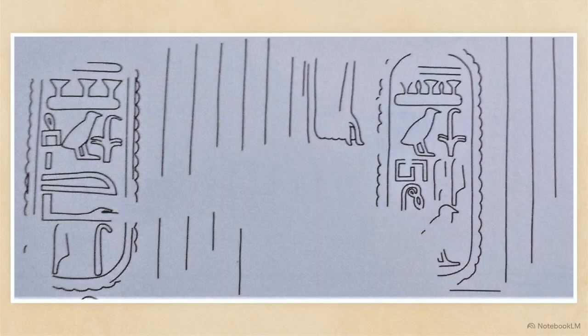Recent high-resolution photography has corrected this. The final sign is actually the G1 falcon, representing an aleph. The correct transcription reads, Ta Sasu Yahweh. Translated, the land of the nomads of Yahweh. Crucially, it lacks a geographic determinative, the symbol indicating a specific physical territory.